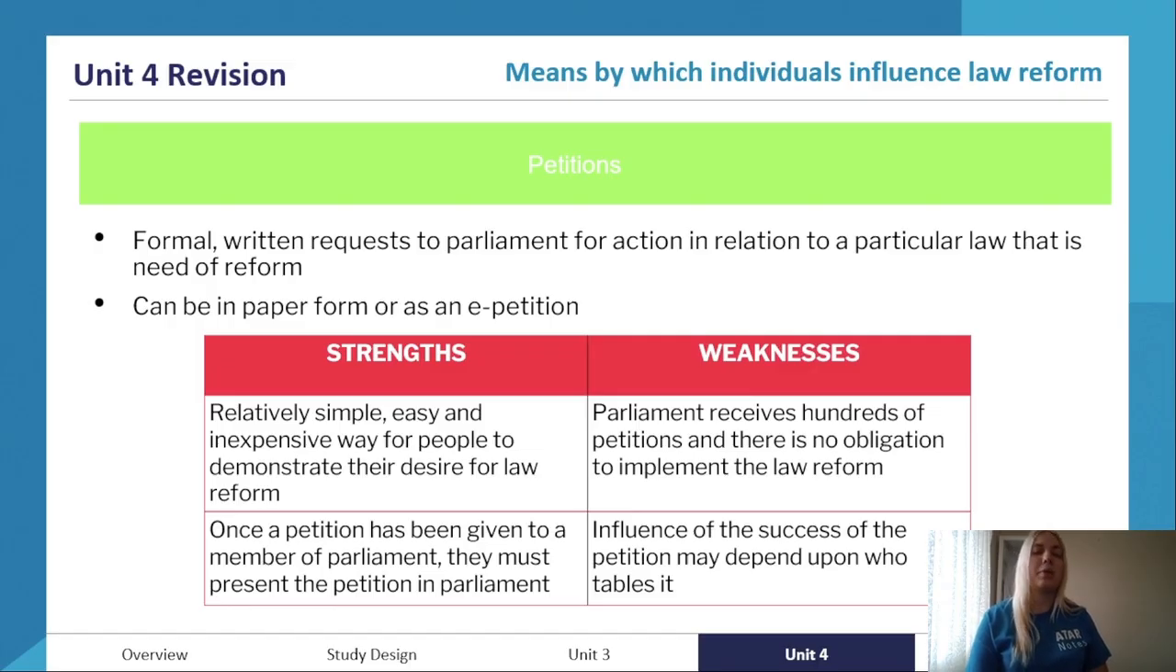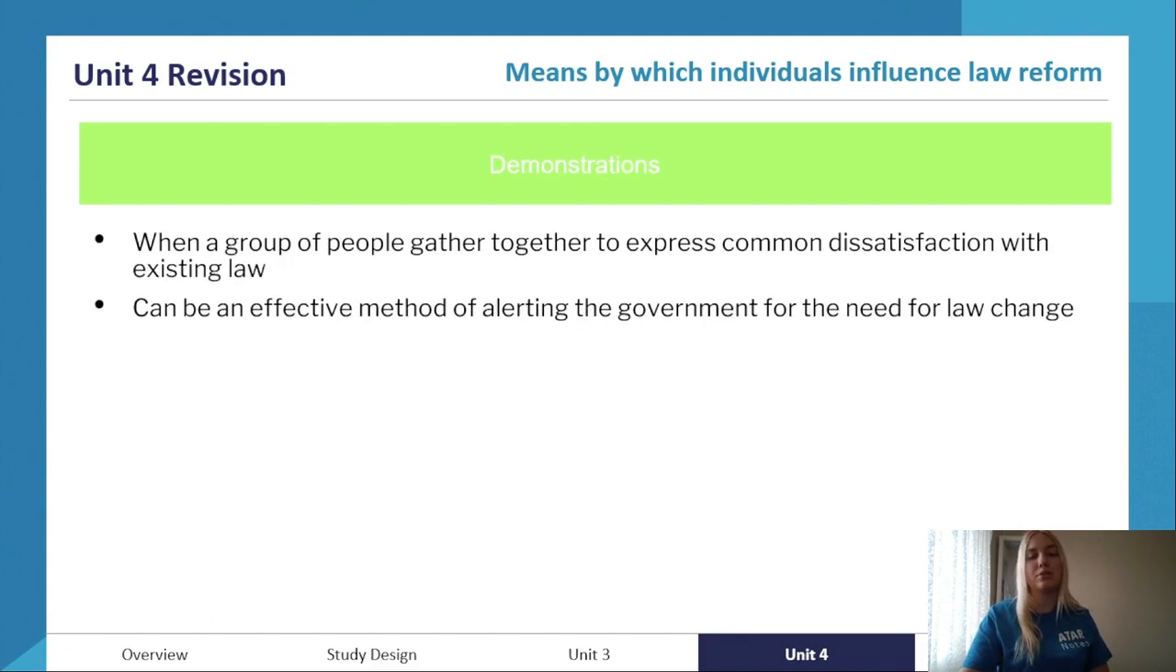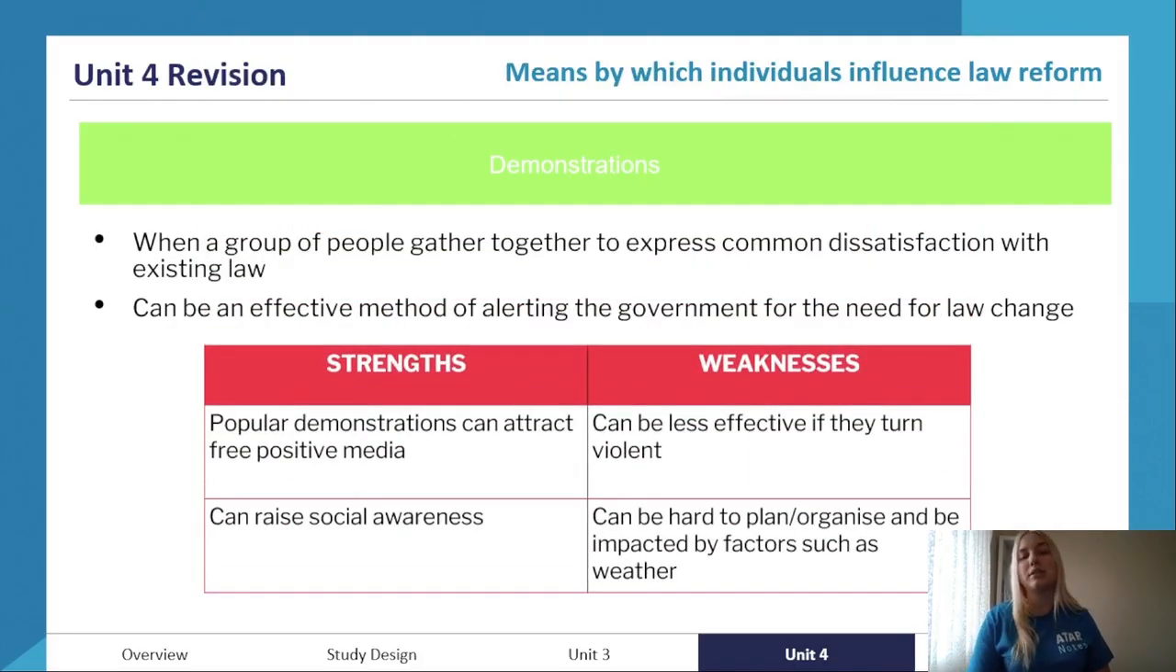However, because Parliament gets so many of them, there's no obligation to actually read them or to implement the law reform. And influence might depend on who tables it and which party they belong to as well, and how much influence they have in Parliament.